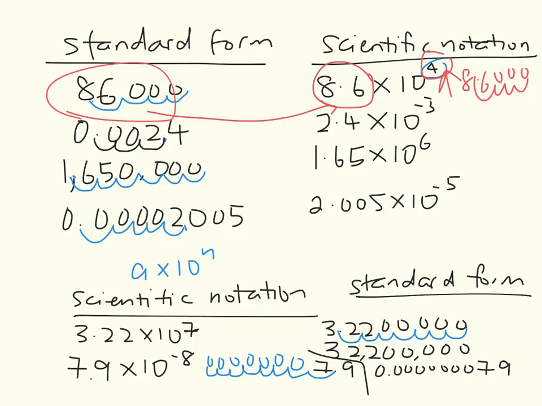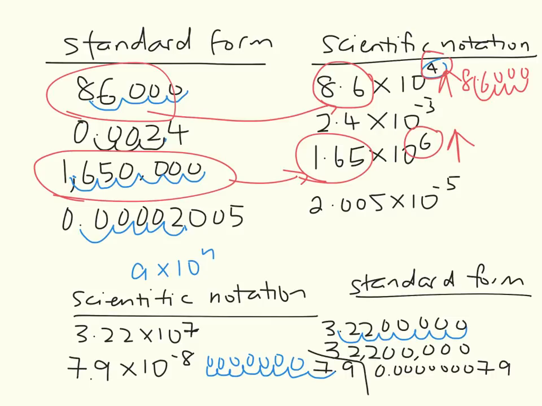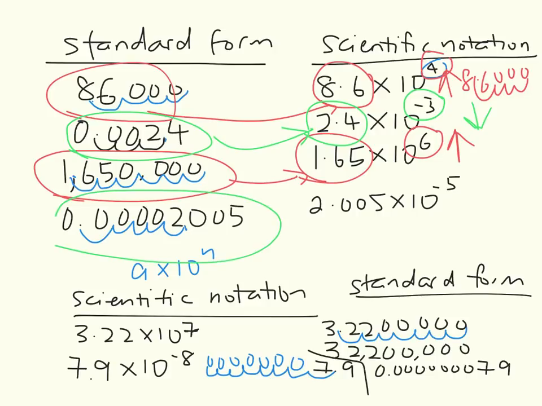Same thing for the third example, 1.65 million. This number became smaller, so the power will become bigger. And if the number, say 0.0024, became bigger, the power has to become smaller. And the fourth example, 0.00002005, the number became bigger, so the power has to become smaller, to offset the value. Something for you to remember as the rule.